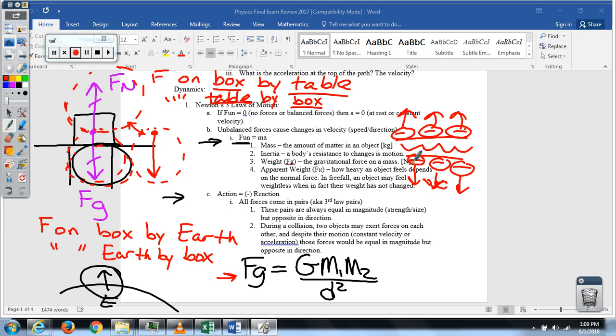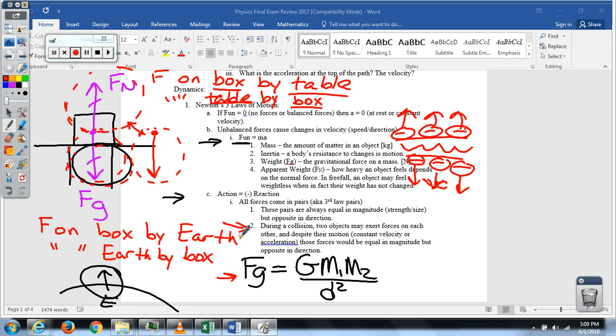So going back now to this point, during any collision, when two objects collide, no matter what their motions are, those internal forces, these action-reaction pairs, are always equal and opposite to each other. So you've had the question before about the fly on the windshield. The fly hits the windshield, the windshield hits the fly. Those two forces are always identical.